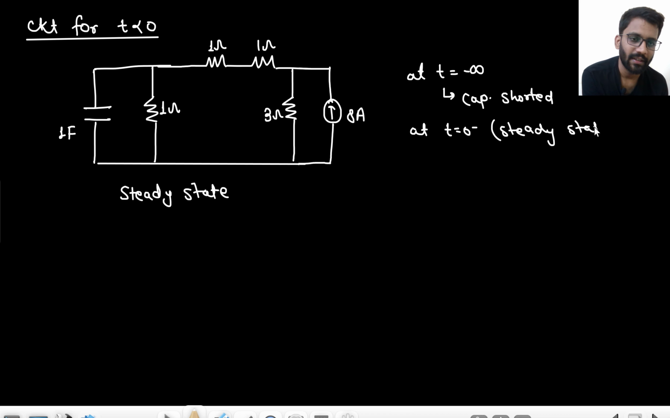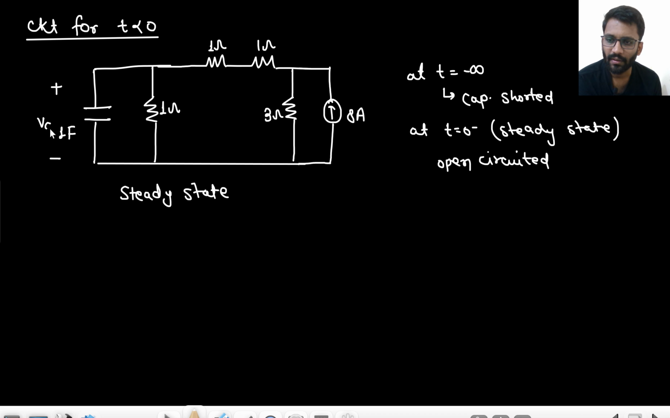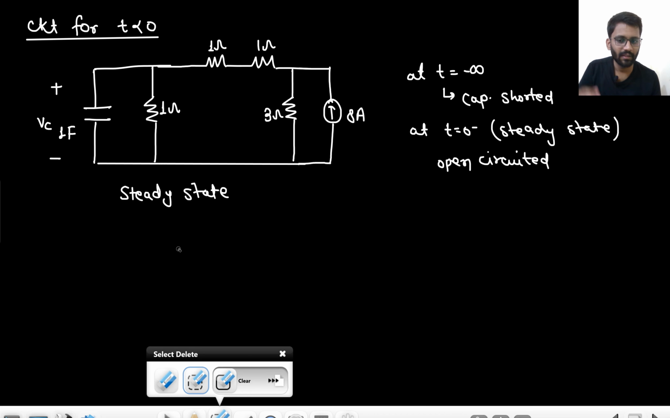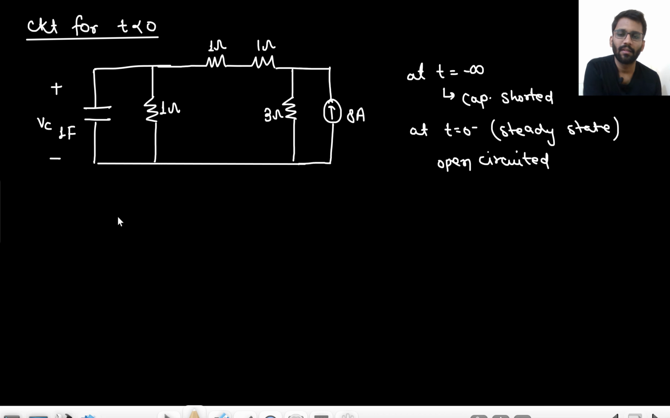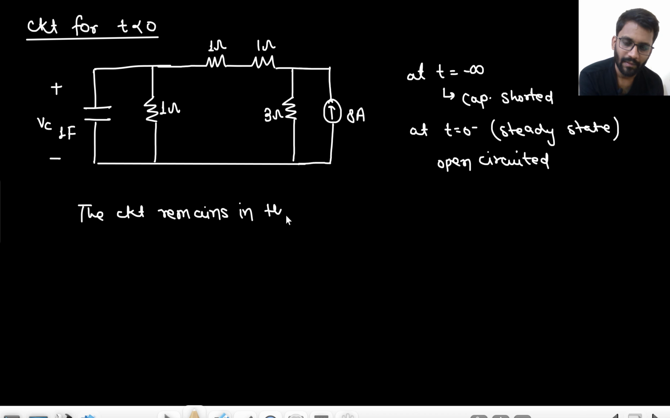So at steady state, the capacitor will be open circuited. So that means steady state will be reached. The circuit remains in this condition for a long time. I will write: the circuit remains in this condition for a long time. That means steady state is reached.